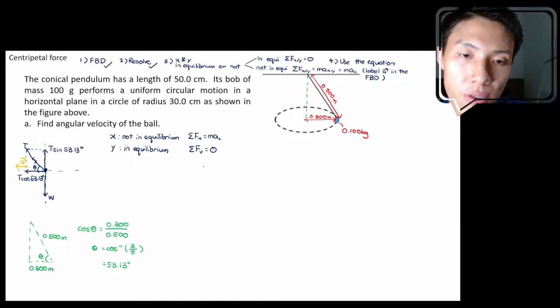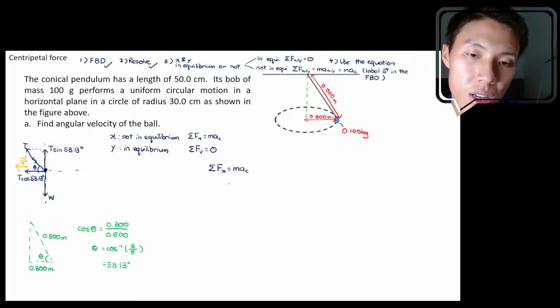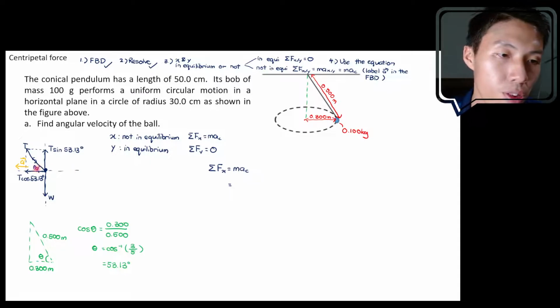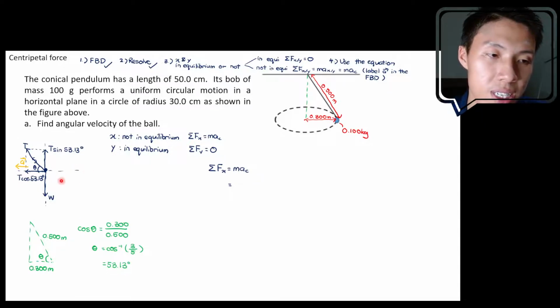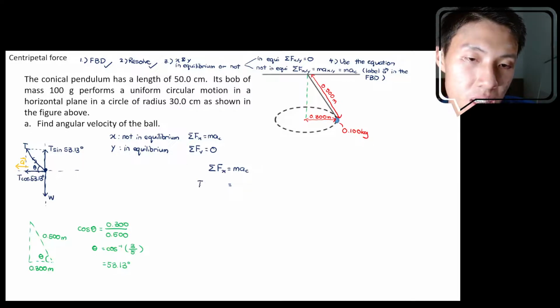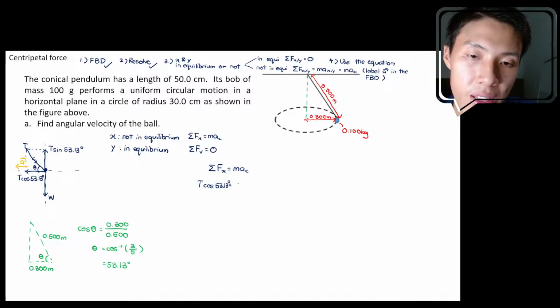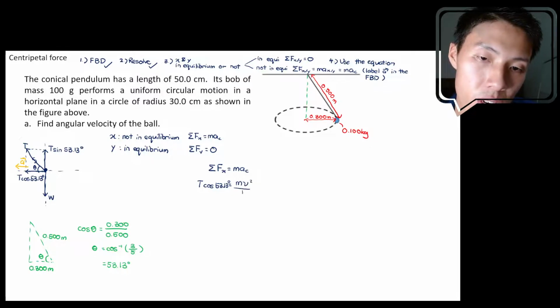So let's try to solve the x-axis first. The x-axis is sum of Fx equals m centripetal acceleration. Let's look at the x-axis. In our free body diagram, the only force that we have in the x-axis is the x component of our tension. So we can just bring it in. It's in the same direction as the acceleration, so we will make this positive. So this will be T cos 53.13, and it should be positive because it's in the same direction as the centripetal acceleration. And the centripetal acceleration, you can also re-express in terms of m v squared over r.